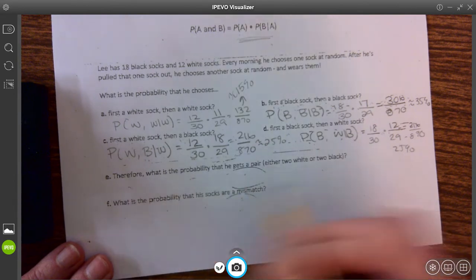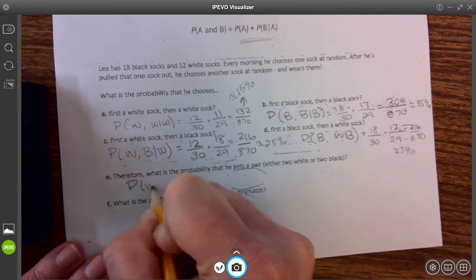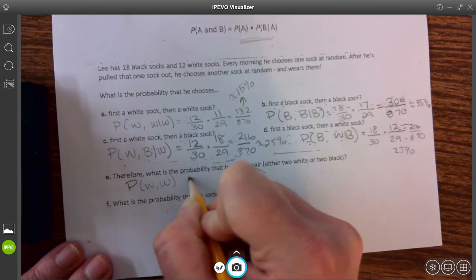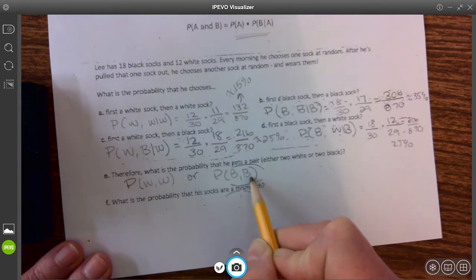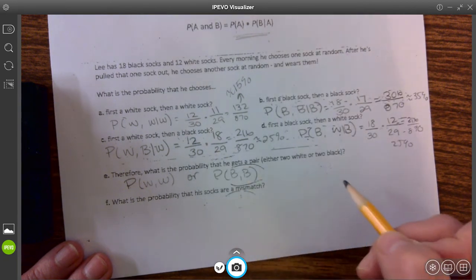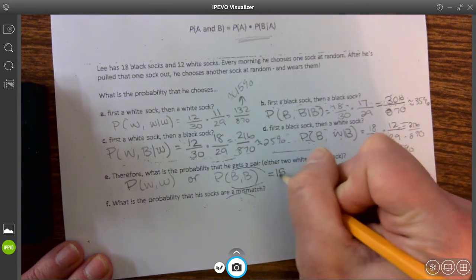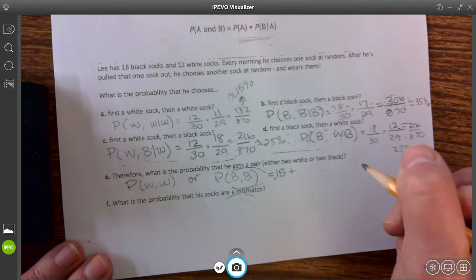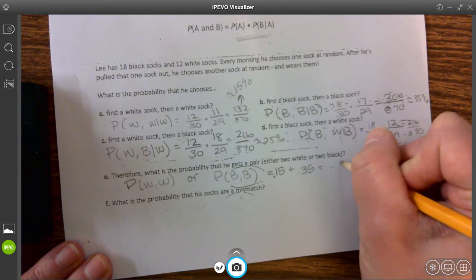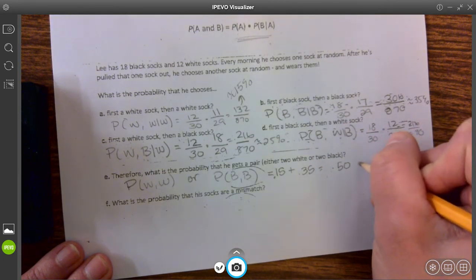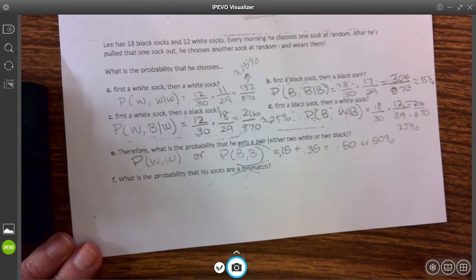It says, therefore, what is the probability he gets a pair? So a pair would be the probability of getting a white and then a white, or the probability of getting a black and then a black. Of course, we should be writing this as given that you just got a black. So or means add: the white and white is 15%, plus the probability of being black is 35%. So that's a 50% chance you get a matching pair.